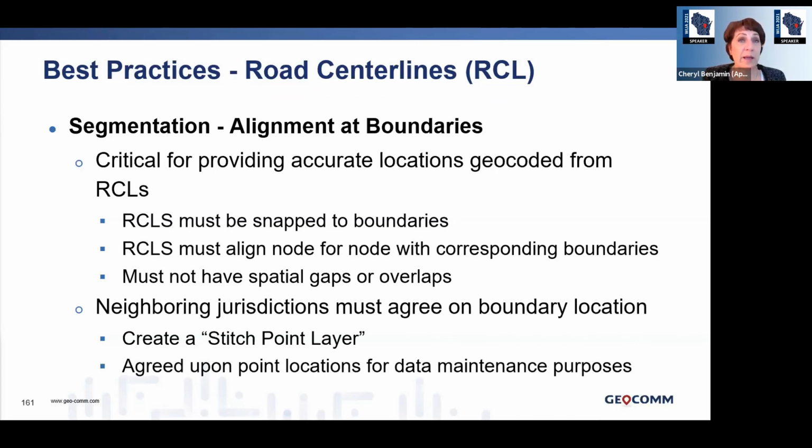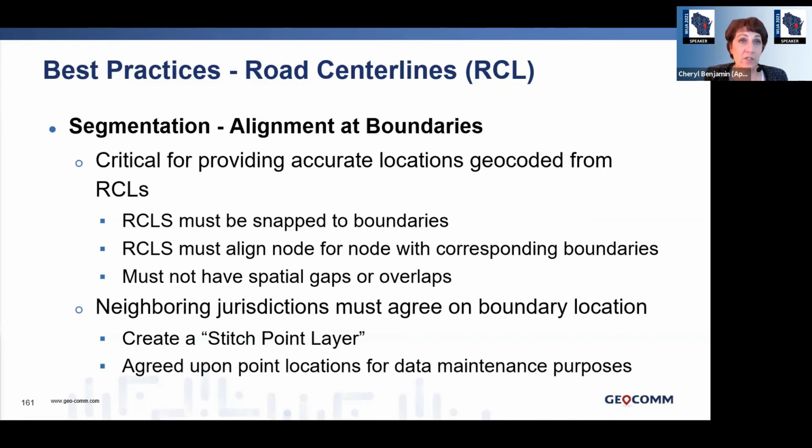Now, when you have your boundaries, you really need to be talking with your jurisdictional neighbors on the other side, because you have to be in agreement on where you're going to show the boundary. One of the ways for data maintenance purposes that has proven successful by several folks is creating what we call a stitch point layer. And what that is, it's an agreed upon location of points where GIS data from one jurisdiction will end and the GIS data for the adjacent jurisdiction will start.